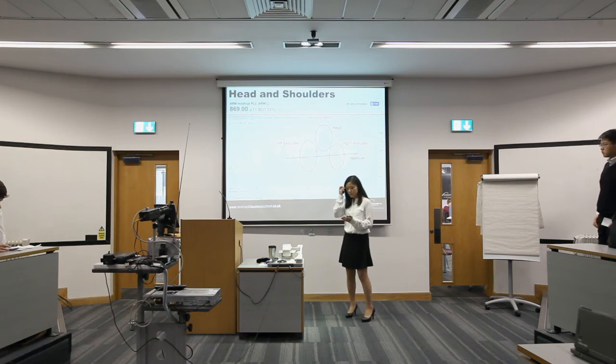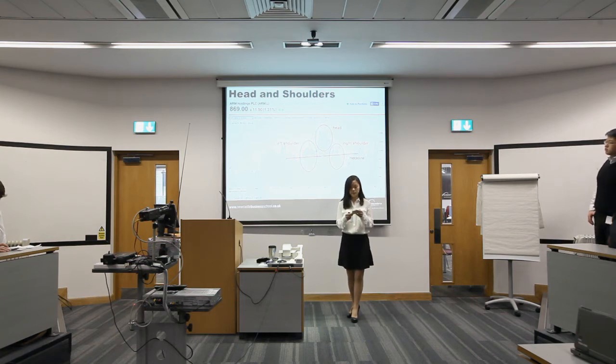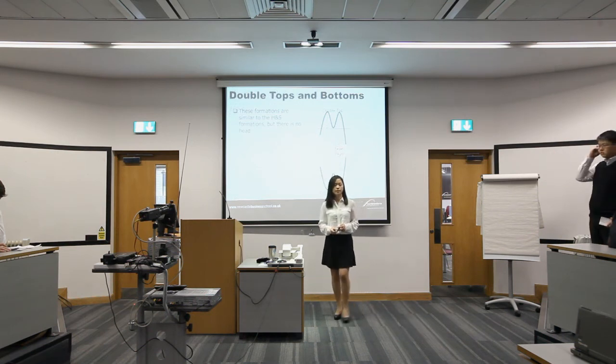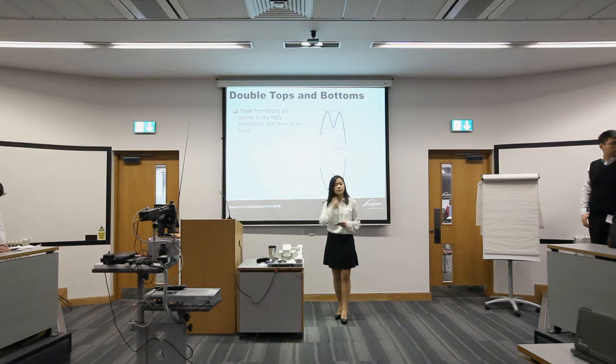In real life, it's not an absolute requirement that the shoulder side should be exactly equal, like the screenshot. Thirdly, double tops and bottoms. Double top is a bearish reversal pattern which is made up of two successive peaks that are roughly equal, with the moderate trough in between.